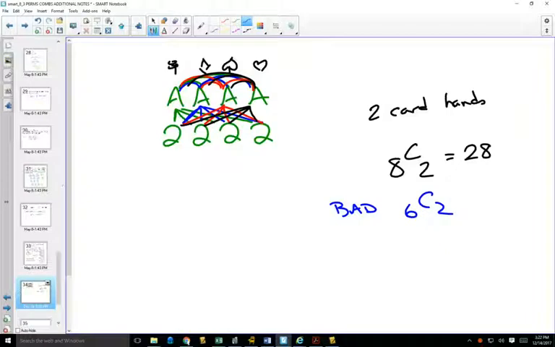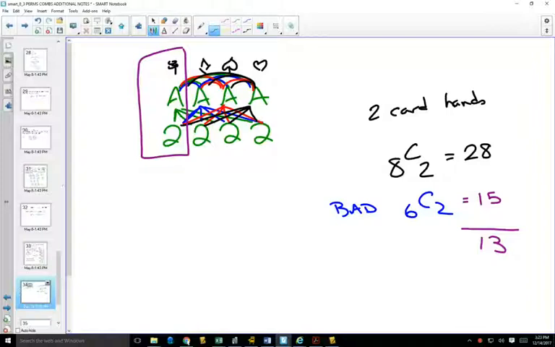Because there's 6, you take the clubs out, right? You take these ones out of the mix, and there's 6 cards that have no clubs. Choosing 2 of those, there'll be 15 hands without any clubs. And so in total, there's going to be 13 that have at least 1 club. Okay?